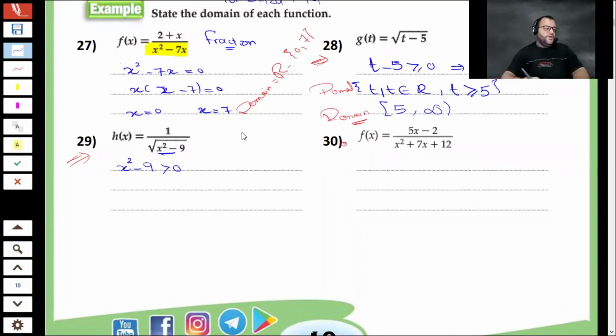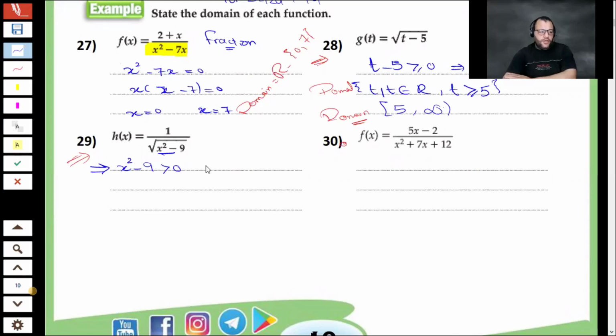How can we solve this one? If you remember, how do we solve it? X is R, but it's not 3 and negative 3. How do we find it? X squared minus 9. You remember how we solved this inequality last year? Yeah. A squared minus B squared equals A plus B and A minus B. Then we solve it like normal.